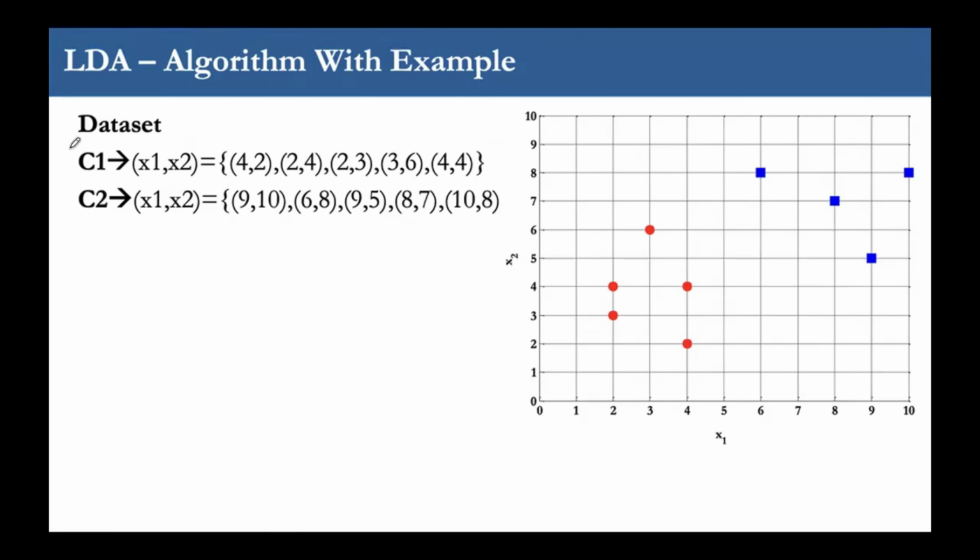Consider we have a data set with 10 data points, and these data points are separated into two classes, class 1 and class 2. Each data point will have two features, x1 and x2. Here the first data point is 4, 2. 4 is the first feature, 2 is the second feature. The next data point is 2, 4. 2 is the first feature, 4 is the second feature, and so on. In class 2 we also have 5 data points. These data points are plotted in a graph.